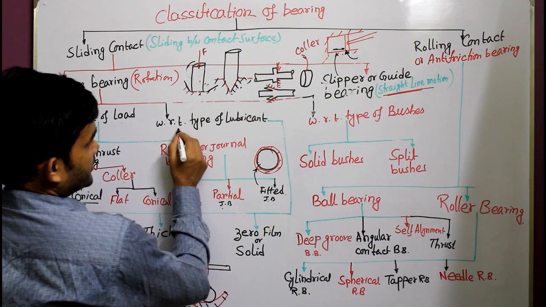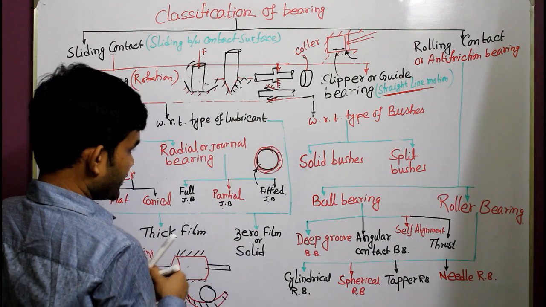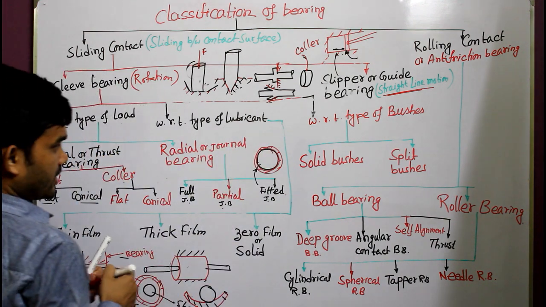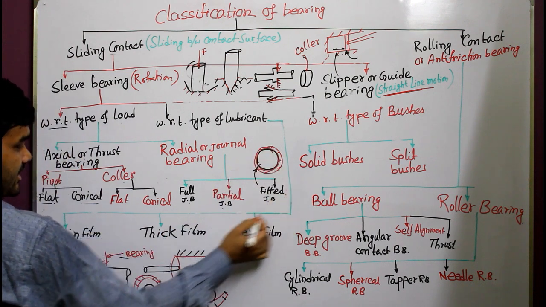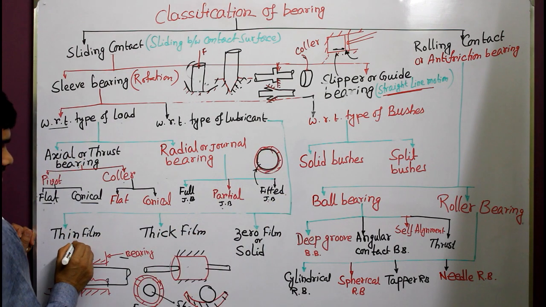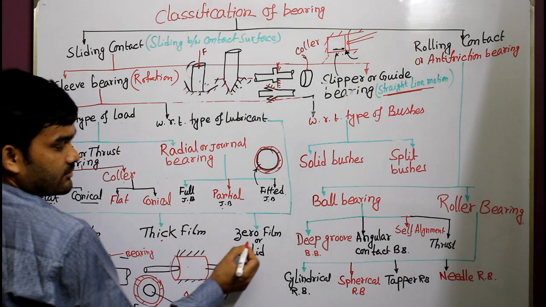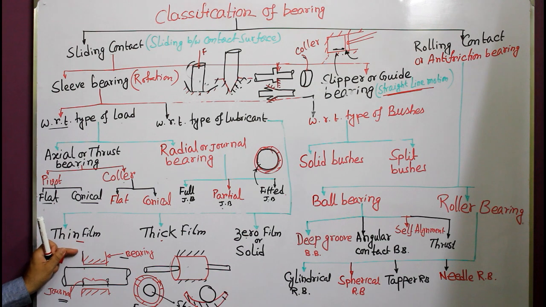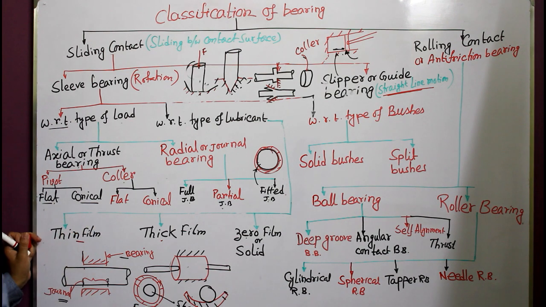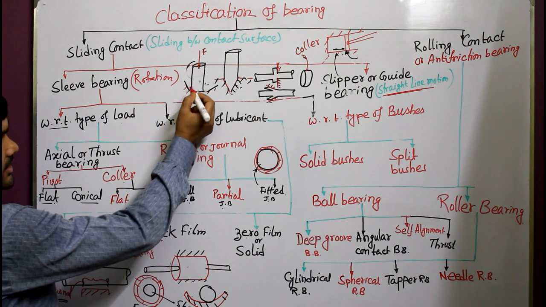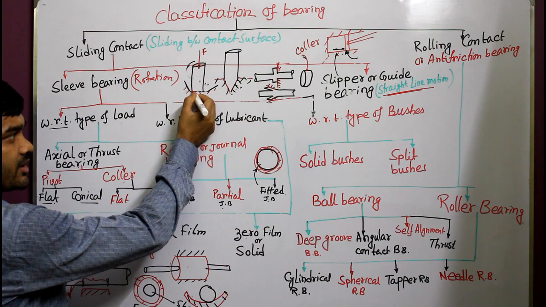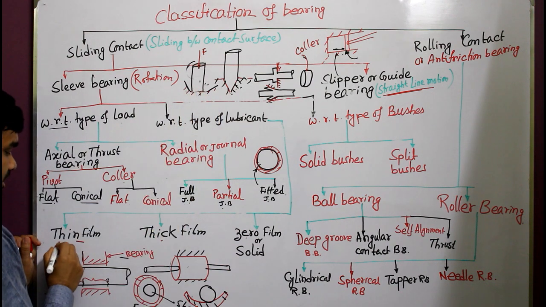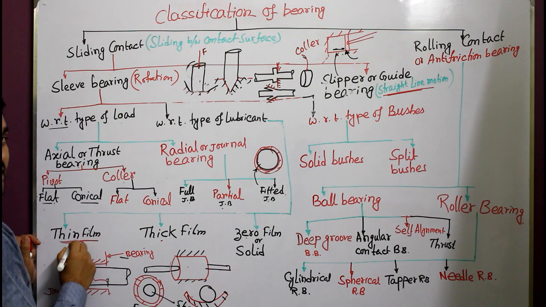Next we have classification with respect to the type of lubricant. Here, with respect to the type of lubricant, it is again classified into three types. One is thin film, then we have thick film, then we have zero film or solid film. Thin film means at stationary condition there will always be metal to metal contact. Suppose we have a bearing and shaft, and there is always metal to metal contact, then we call this a thin film bearing.